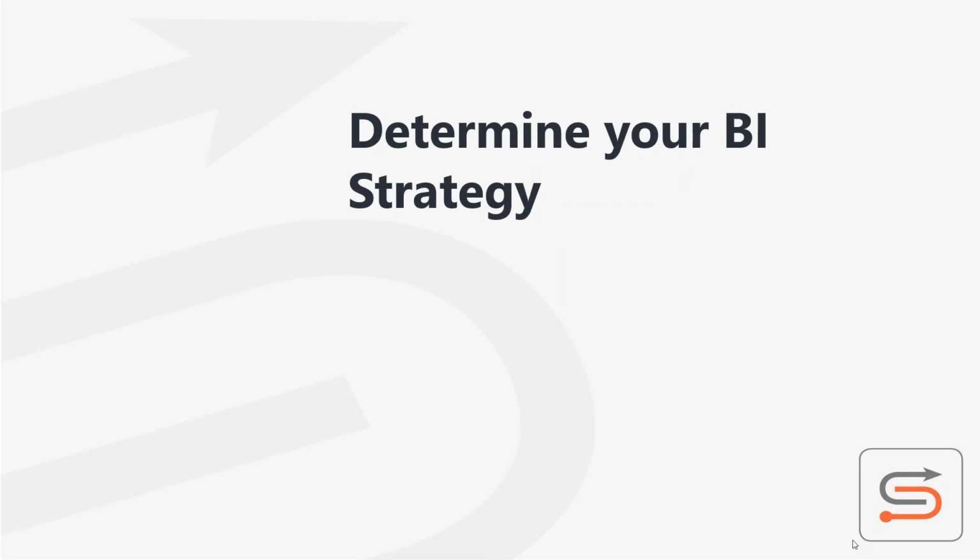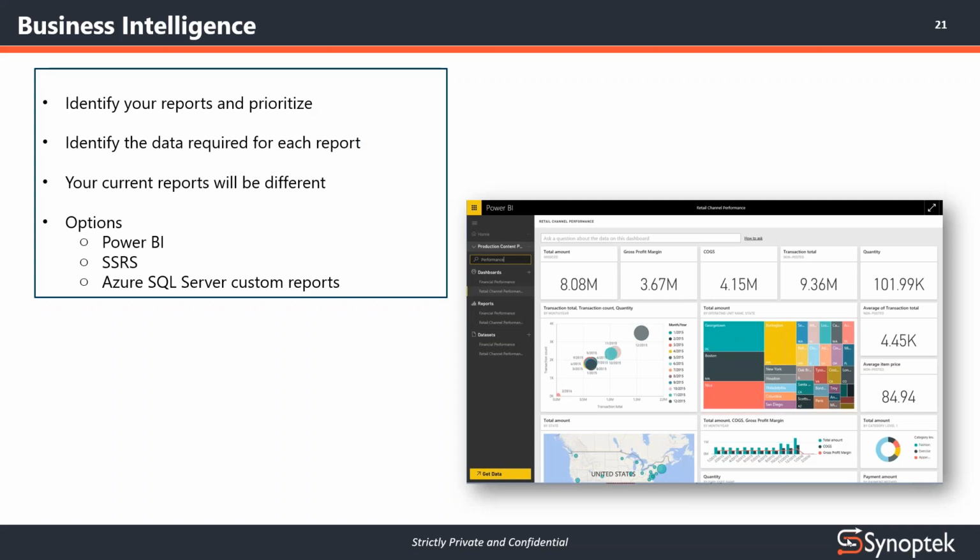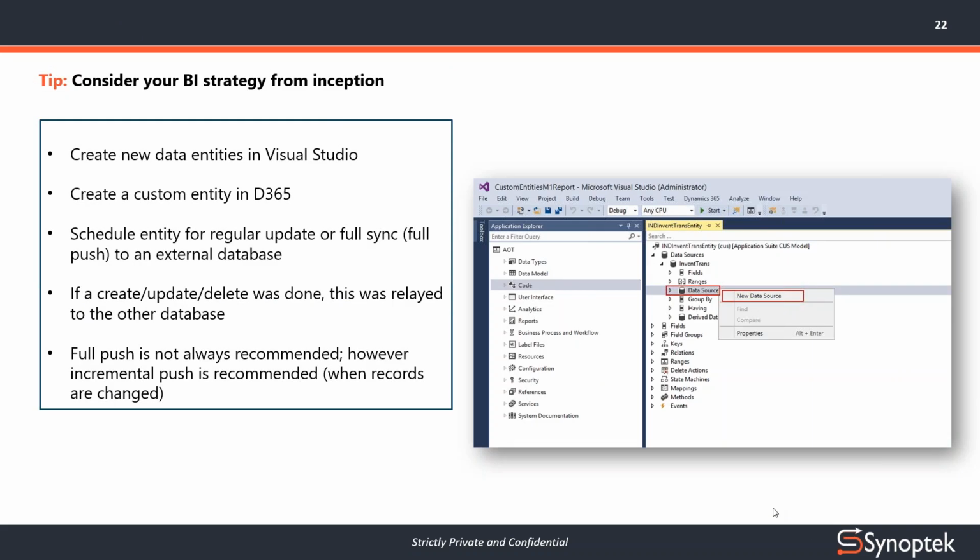Next, we will discuss determining your BI strategy. For business intelligence, we want to identify your reports and prioritize them, and identify the data required for each report. Your current reports will be different. Your options in this new environment are Power BI, SSRS, and Azure SQL Server custom reports. Consider your BI strategy from inception.